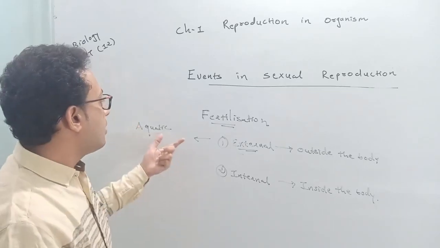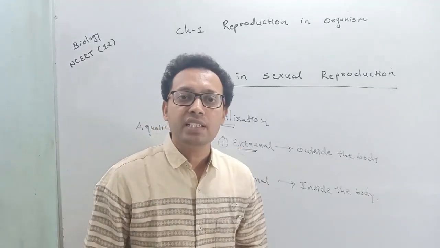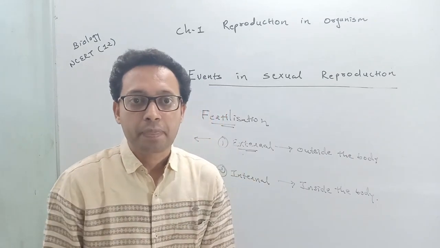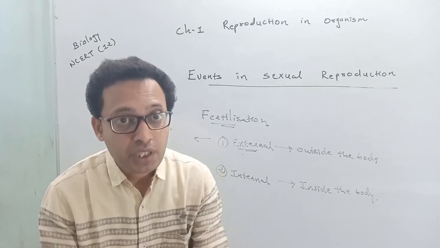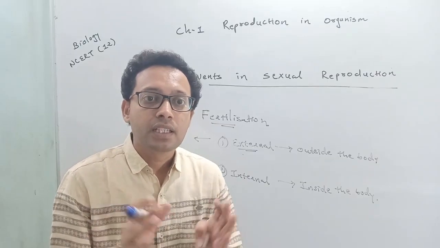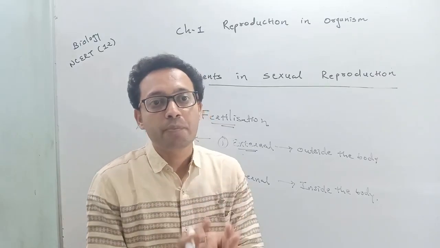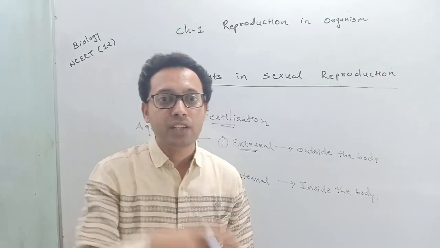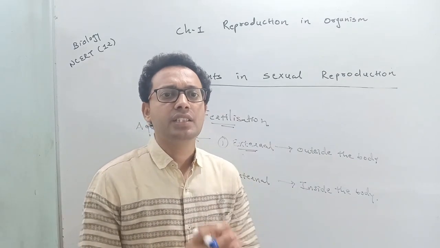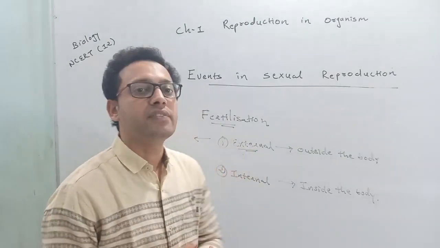But the disadvantage of external fertilization is that here the fusion occurs outside the body, meaning the zygote is formed outside the body, and that's why this zygote is most vulnerable to predators. The enemy of that organism might eat it. So there are fewer chances of survival in external fertilization.